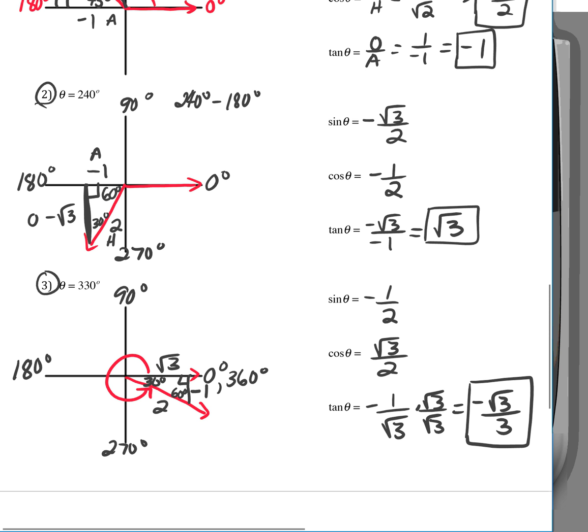So that's kind of just a preview of what you're going to be doing later on with the unit circle and those angles. But it's a good combination of drawing angles and working with those special right triangles to help you get ready for that.